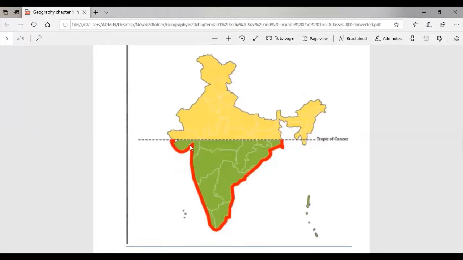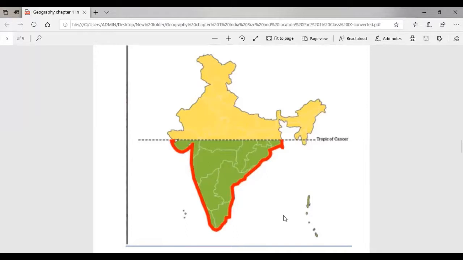See this red dotted area, this is known as the coastline. And the capital of the Andaman and Nicobar Islands is Port Blair, and the Lakshadweep Islands is Kavaratti.